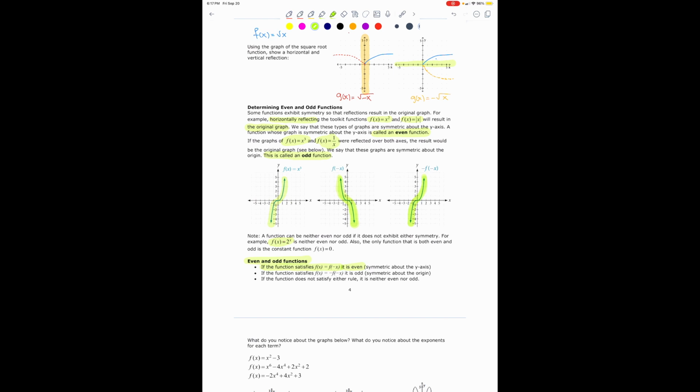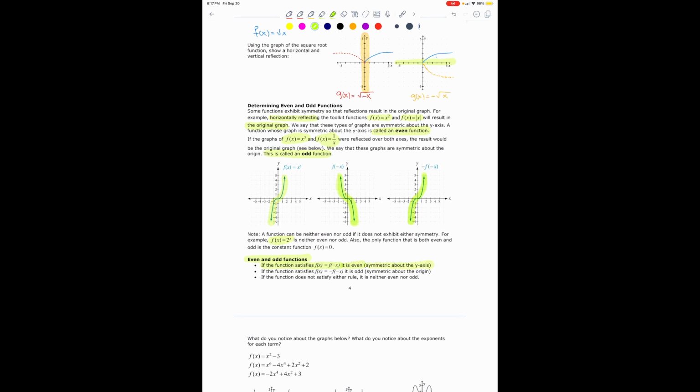So you're going to substitute each x with negative x, and then if the resultant function is the same as the original function, then we say that this function is even, and it is symmetric about the y-axis, and we know that because it's even.